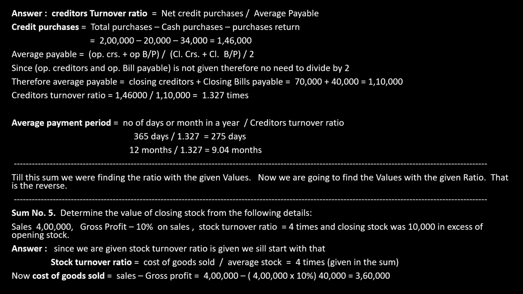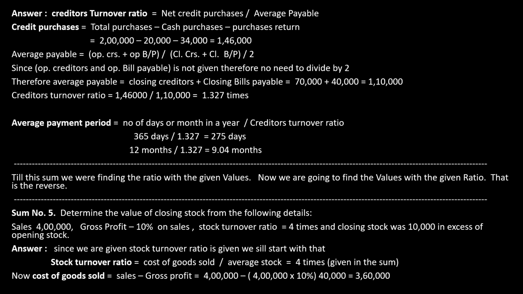For average payment period, I told you, you have two values: number of days or months in a year divided by creditors turnover ratio. So I have to give two answers now. I am going to use 365 as the days. 365 divided by 1.327 is equal to 275. Then 12 months divided by 1.327 will give me 9.04 months.